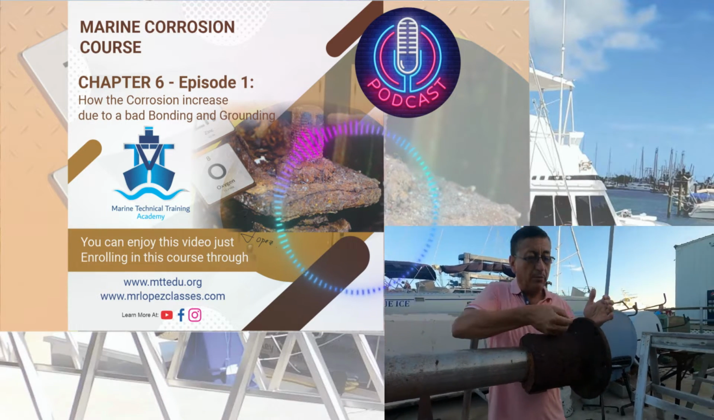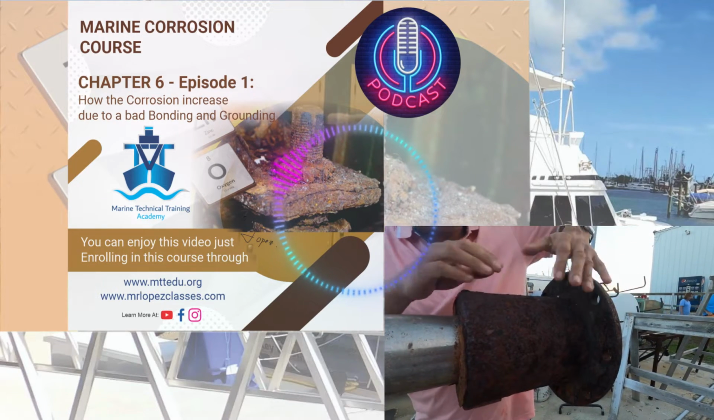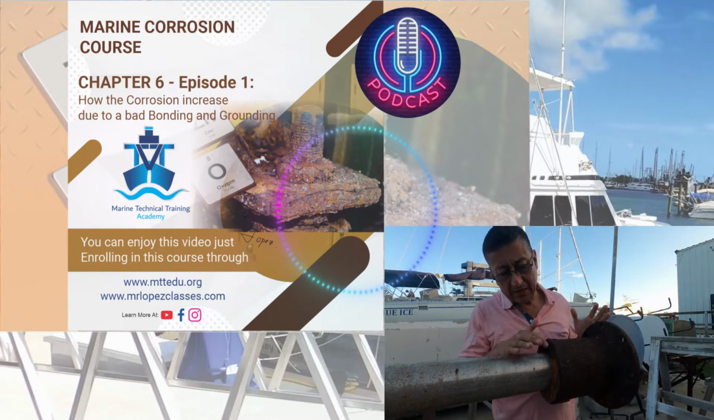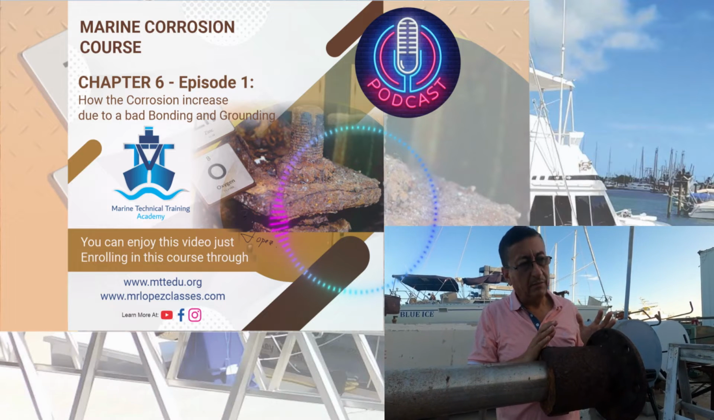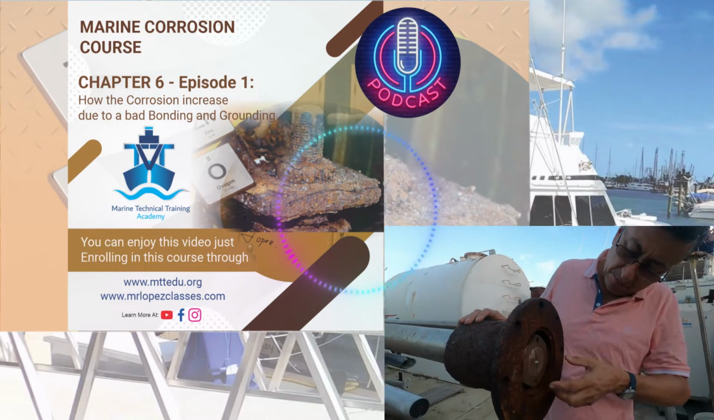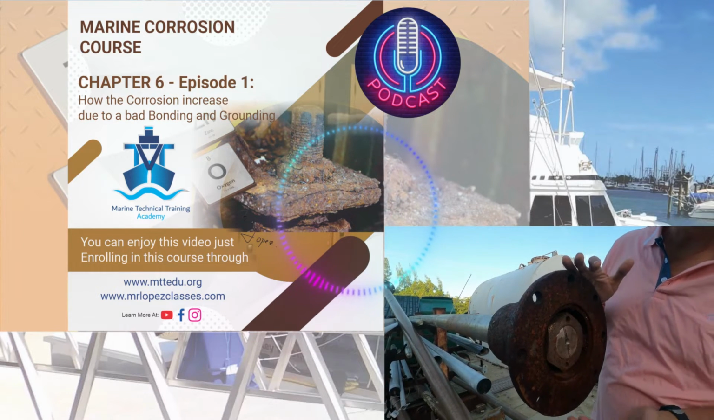This is chapter 6 of our book, Corrosion. In this chapter we are going to analyze how the current affects the process of corrosion, how the current accelerates the process of corrosion, and how I can identify if I have leaks of current in my boat.